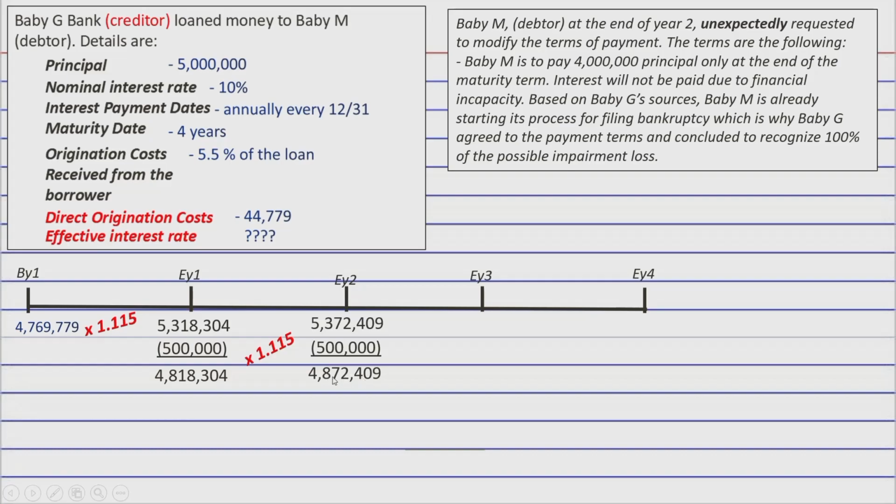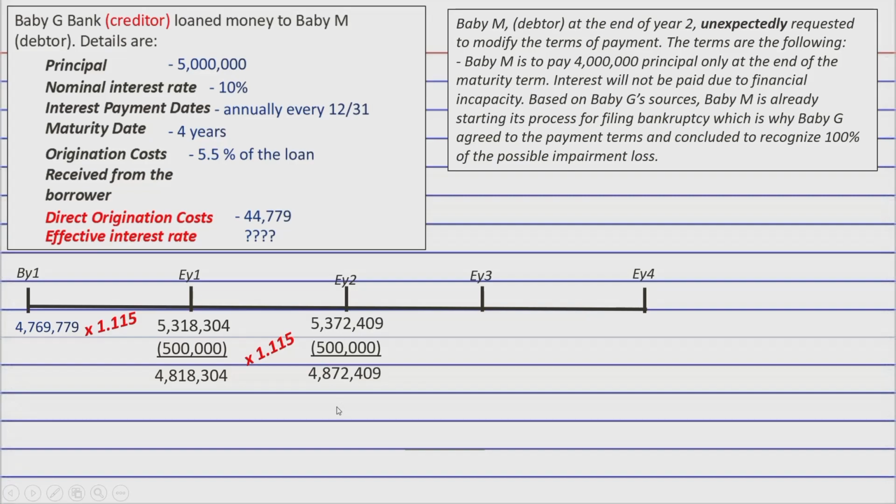However, at the end of year 2, the debtor BBM negotiated with you as Baby G as the creditor to only pay a reduced amount of 4 million at the end of the maturity term. Plus, it will not pay already any interest because of financial difficulty. But then again, you agreed. It is because you found out that the debtor filed for bankruptcy.